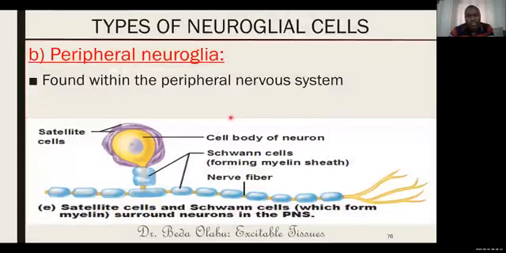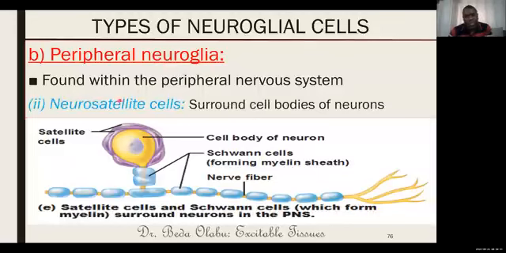Right, the second cell type that we consider as peripheral neuroglial is what we call the neurosatellite cell. This neurosatellite cell can simply be called the satellite cell. Satellite cells surround cell bodies of neurons within the peripheral nervous system. Like here, this is the cell body of a neuron within the peripheral nervous system. The satellite cells surround the cell body.